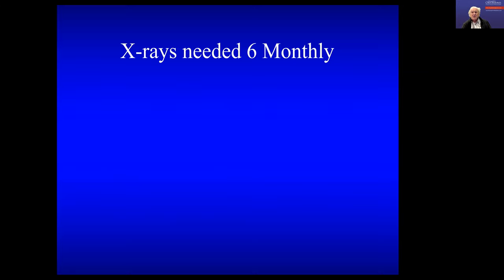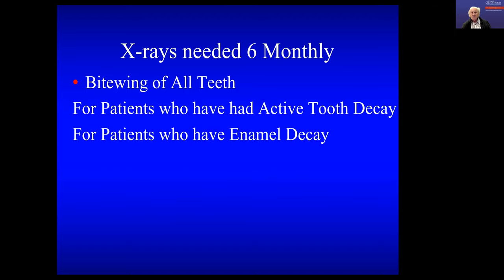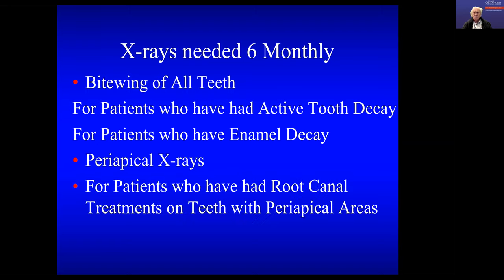Now, x-rays that are needed 6 monthly: bite wings of all the posterior teeth for patients who've had active tooth decay recently, and patients who you've seen has got enamel caries on previous x-rays. Periapical x-rays for patients who've had root canal treatments with periapical areas, to see how they're getting on.